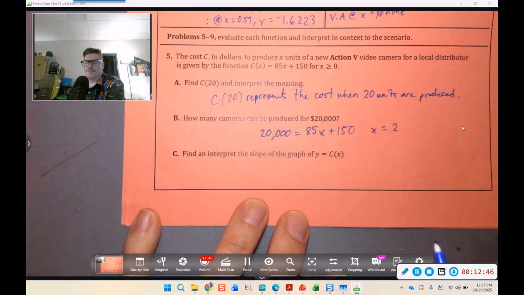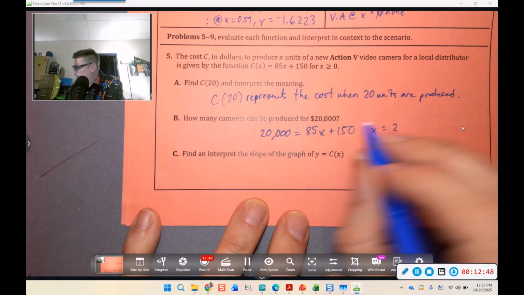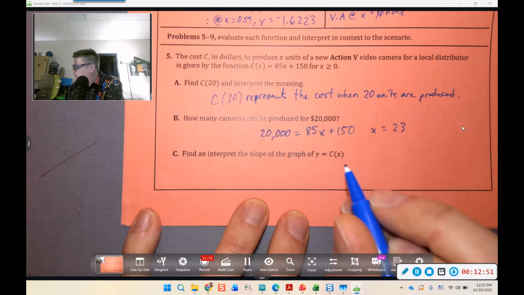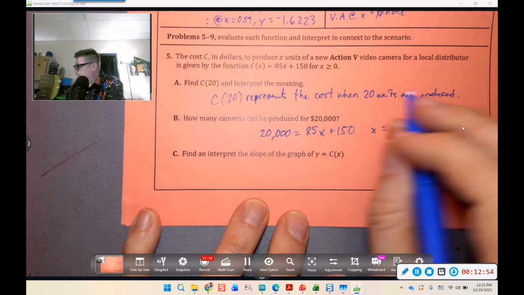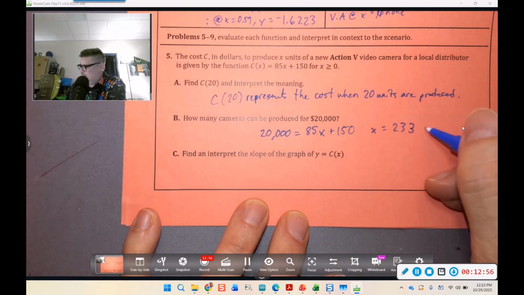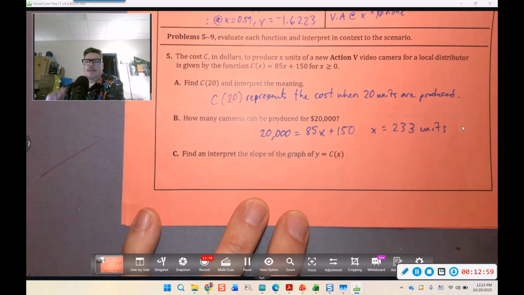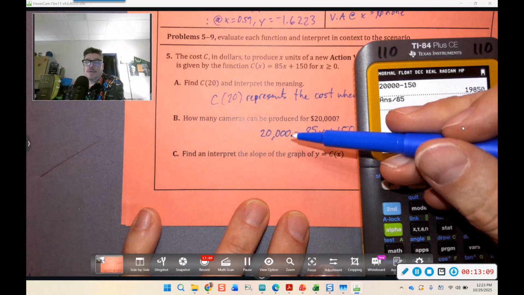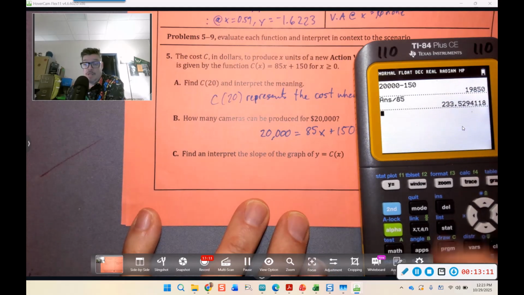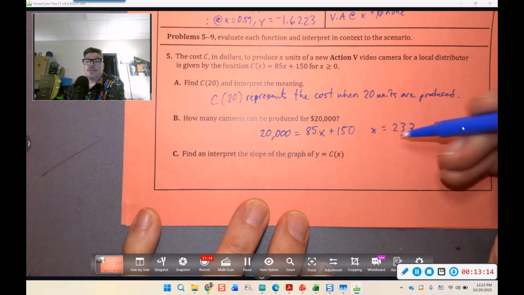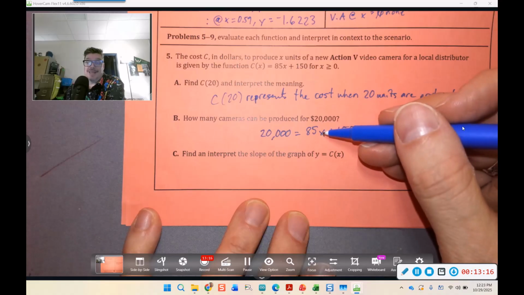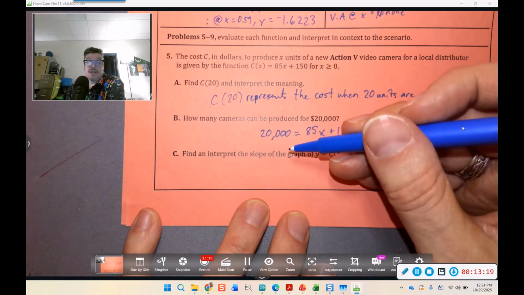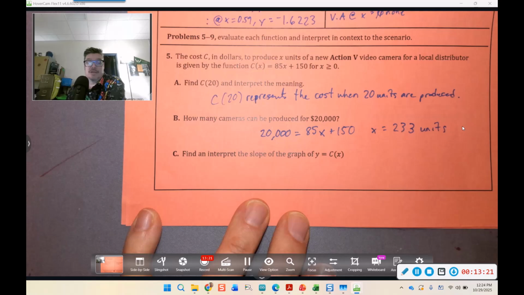We're going to go ahead and round down for this, because x represents units. So I can make 233. Now, I can't make 234. If I made 234, that would put me over my 20 grand. So that's why I rounded down. I can produce 233 units, and then when I plug this in, it's going to get very close to $20,000, and that's basically how many units I can make.